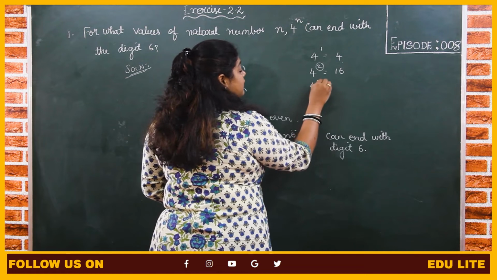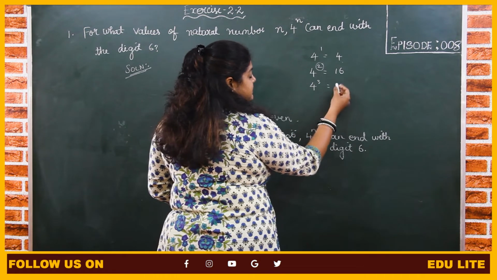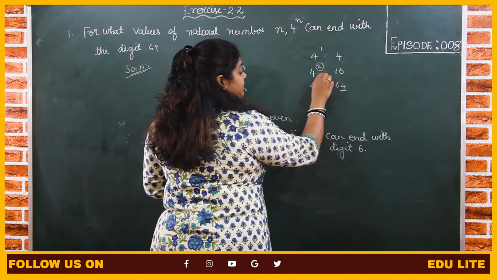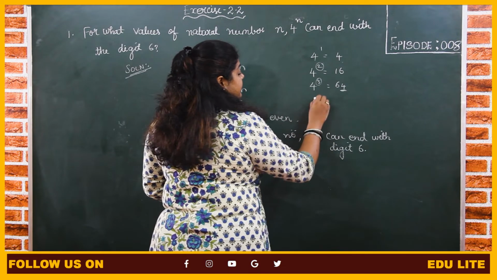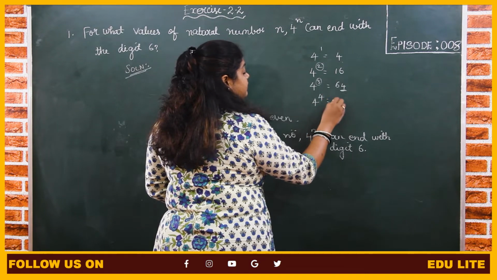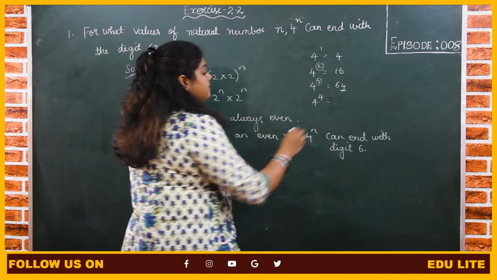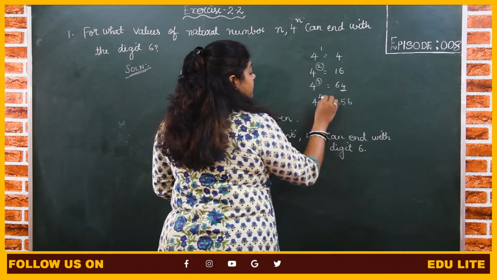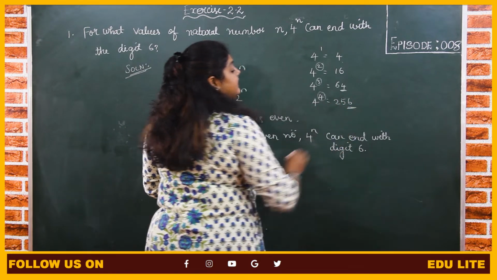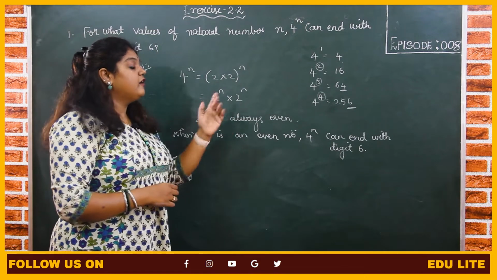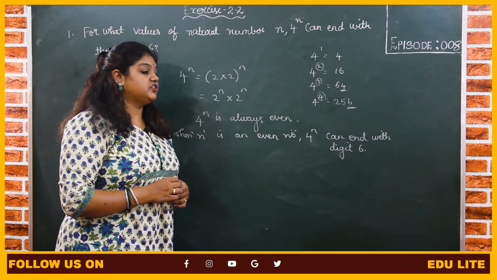N is an even number and it ends with the digit 6. 4 cube: 4 fours are 16, 16 into 4 is 64. It doesn't end with 6, where 3 is an odd number. Next we will choose an even number, 4 power 4. 4 power 4 will give us 256. N is an even number and it ends with the digit 6. It goes on like this. So whenever n is an even number, 4 power n will end with the digit 6.